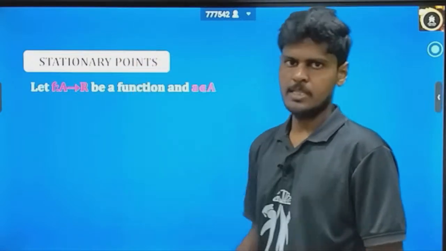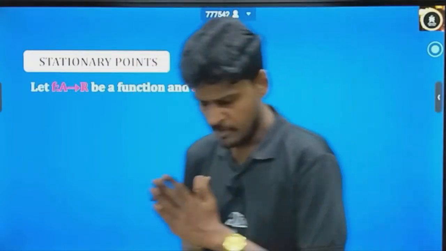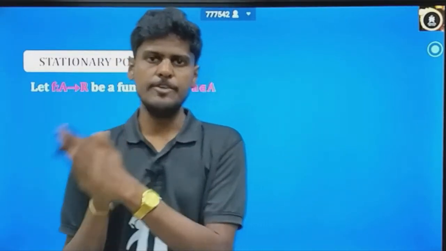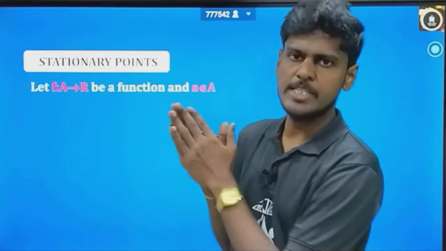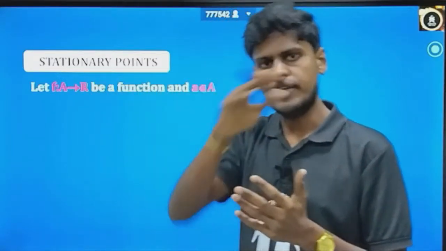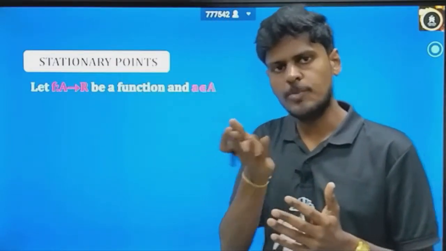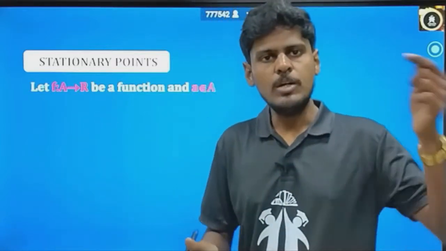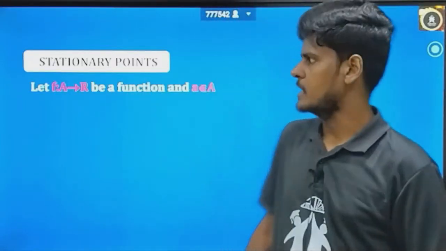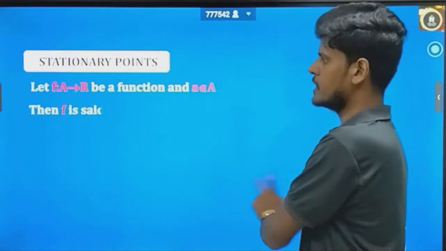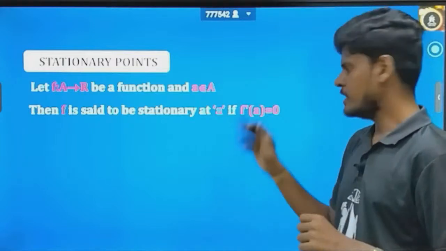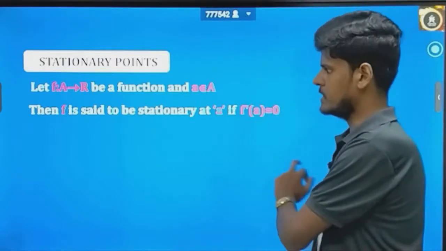Next is stationary points. And what is a stationary point? We have already discussed this in monotonicity. Stationary points are points in which f dash of x equal to 0. That means when a function changes its slope from positive to negative or negative to positive, obviously at one point the slope will be 0. Those points are called stationary points. So the definition: f is said to be stationary at a when f dash of a equal to 0.